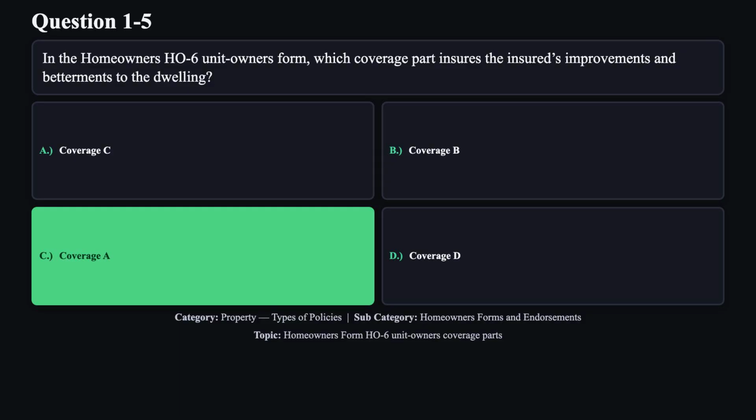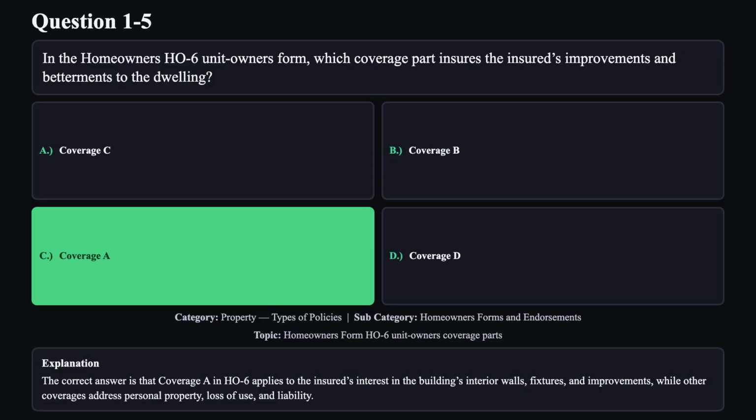The correct answer is C. The correct answer is that Coverage A in HO6 applies to the insured's interest in the building's interior walls, fixtures, and improvements, while other coverages address personal property, loss of use, and liability.